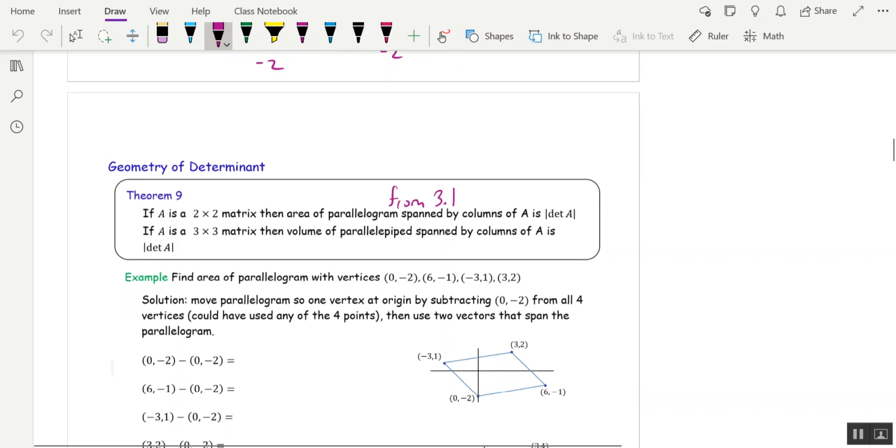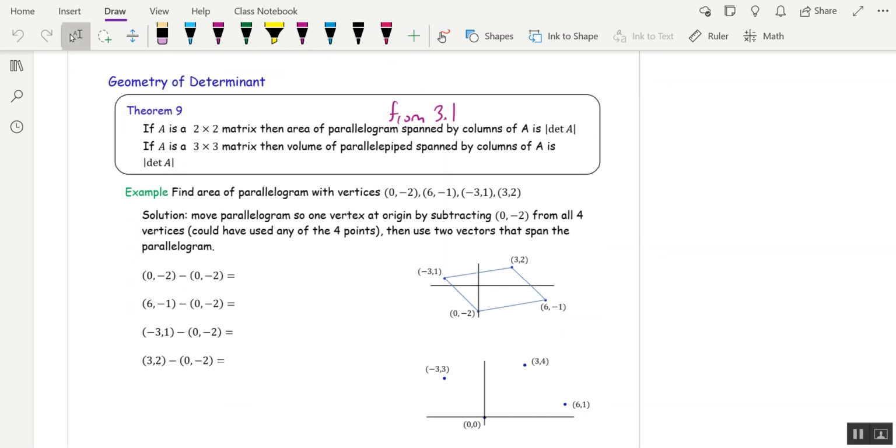And so here's a problem. Find the area of the parallelogram, and we're given 4 vertices. And I plotted those vertices to show you what the parallelogram looks like. In this case, we're not given vectors that span the parallelogram. Our job is to find those vectors. One way of doing it, it's not the only way, but one way of doing it is take this parallelogram and transfer it so that one vertex is at the origin.